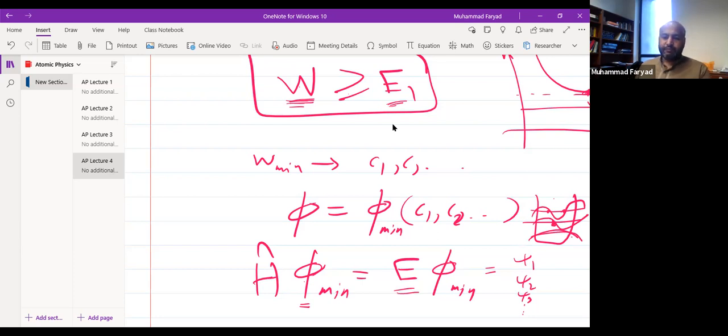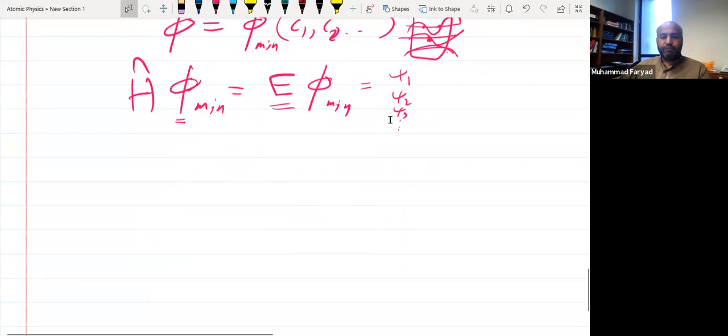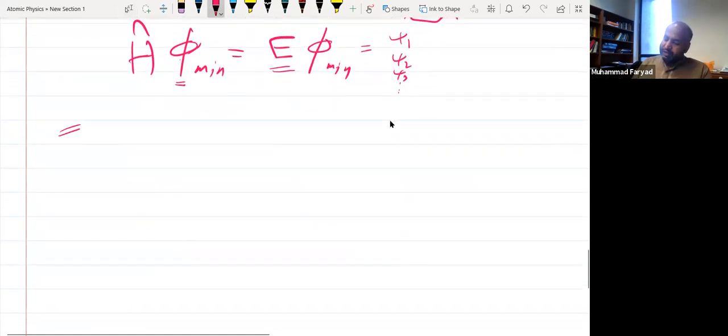But in general, there's no way for us to know if our W is really equal to the ground state energy or if it is just an upper bound. And that's an important thing to keep in mind, that we have to use the physics of the problem to see whether what we have got is really an eigenfunction or not. Let's start with an example to understand this method.